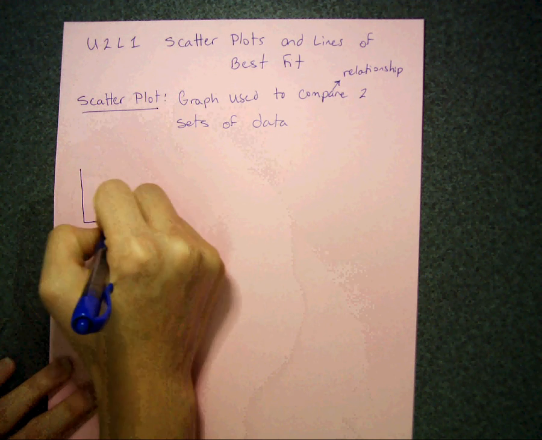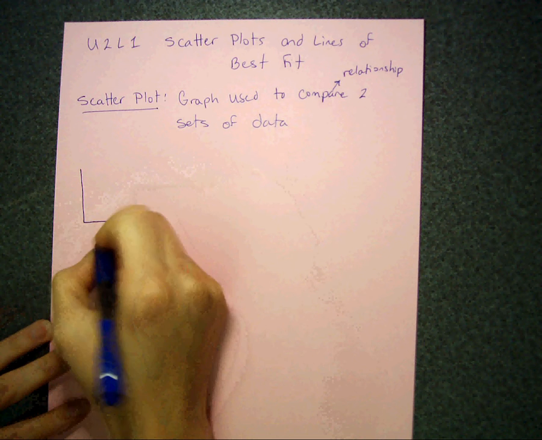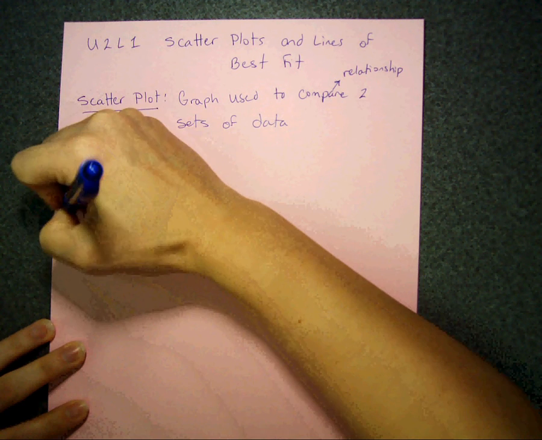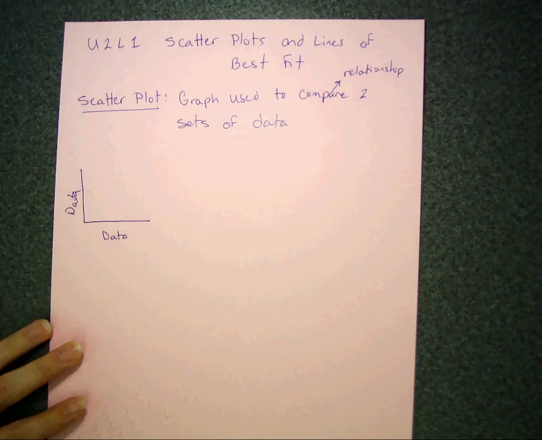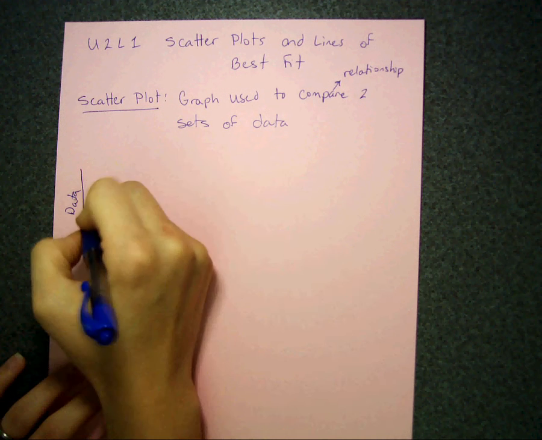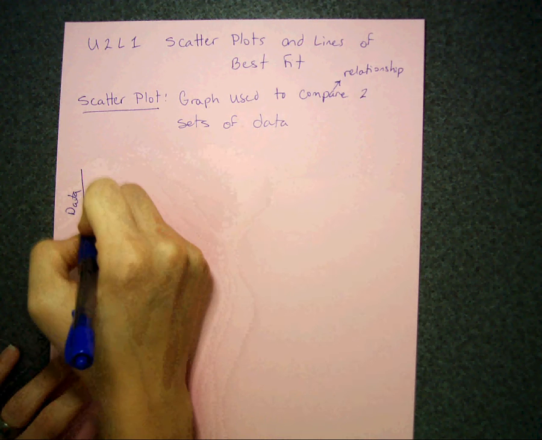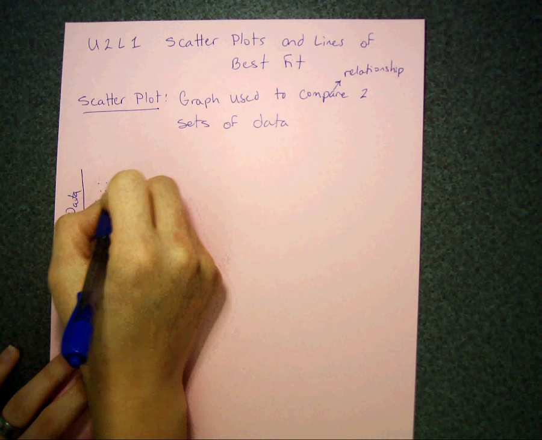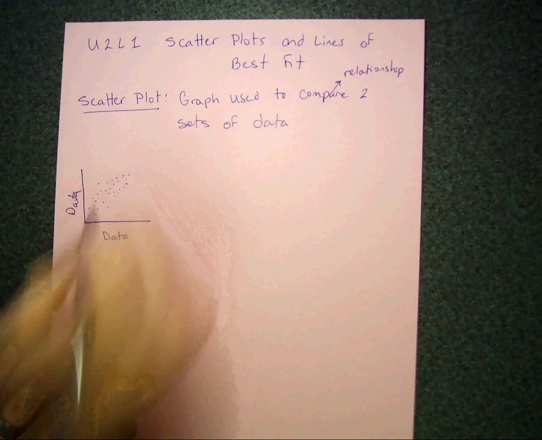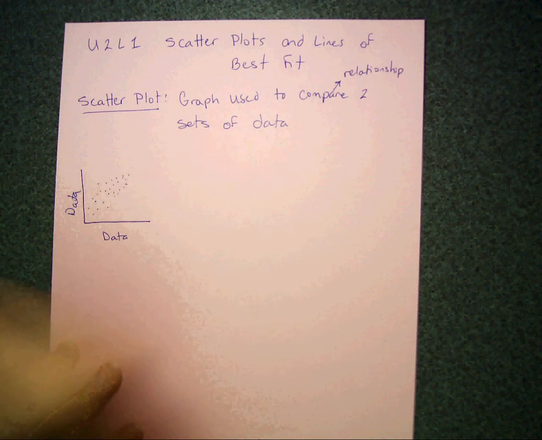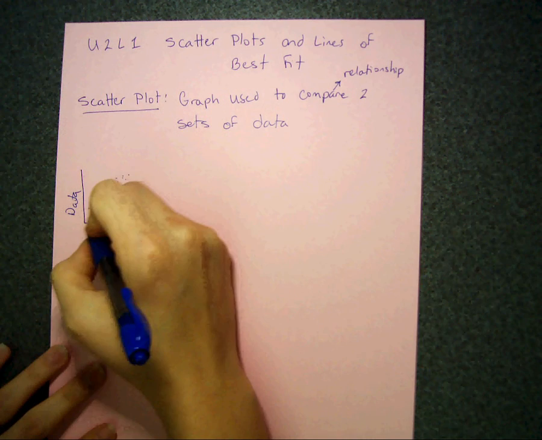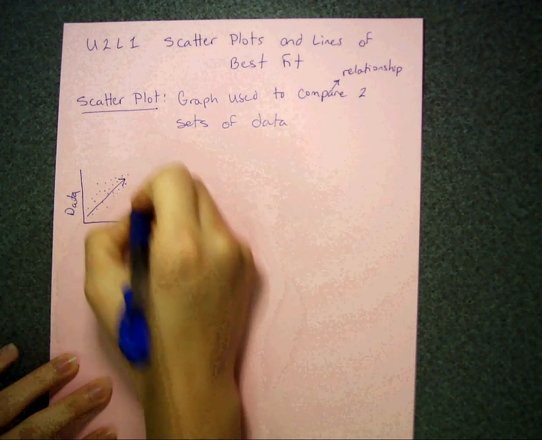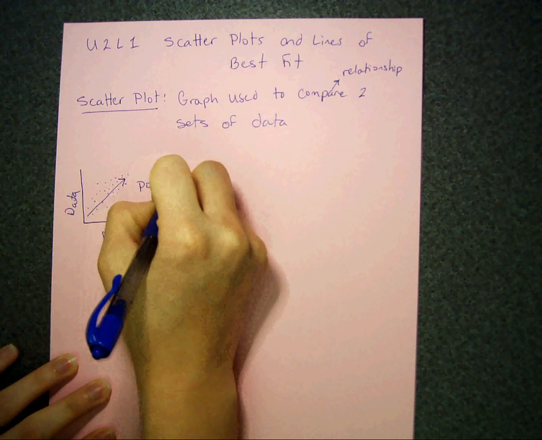So remember, I'm going to have something represented down here, some data, and some other data. I'm comparing two different sets, whatever they may be, and I'm going to plot them just like points. So I could have something like that. And if you look, what's the general pattern going here? Well, it's increasing, so we would say they have a positive relationship or a positive correlation.